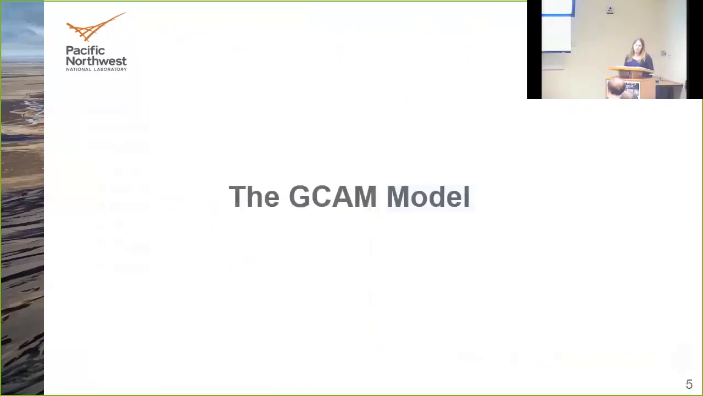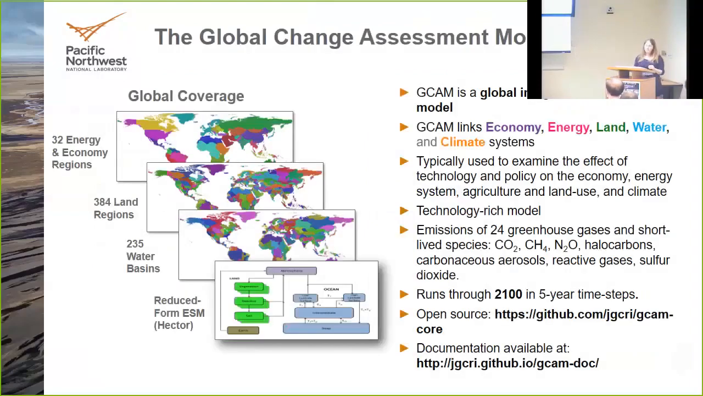And so what I want to do is introduce the model that I work on, the one we develop here, called the GCAM model, the Global Change Assessment Model. It's a global, what's called an integrated assessment model, so it's integrating different systems together. GCAM in particular focuses on linking energy, water, land, climate, and the economy together. Each of those systems we represent at different scales, and that's what the maps on the left are showing. For energy and the economy, we break the world into 32 regions that are based on geopolitical boundaries. For water, we break the world into 235 water basins.